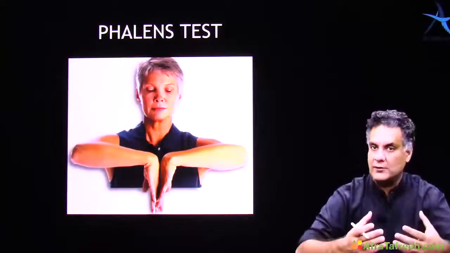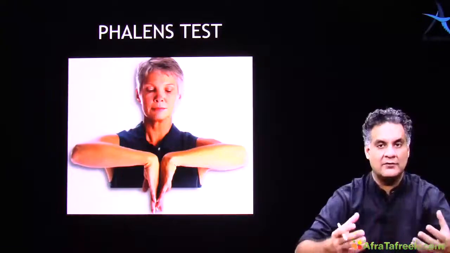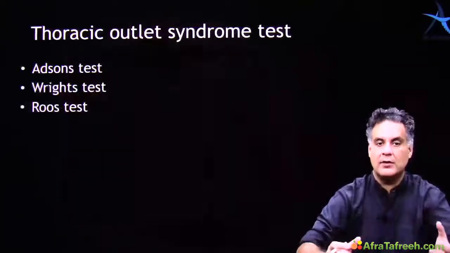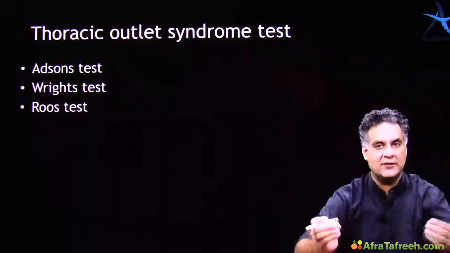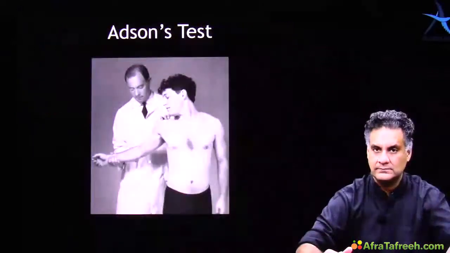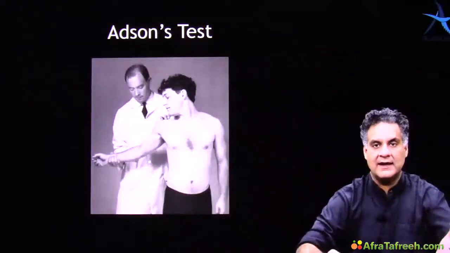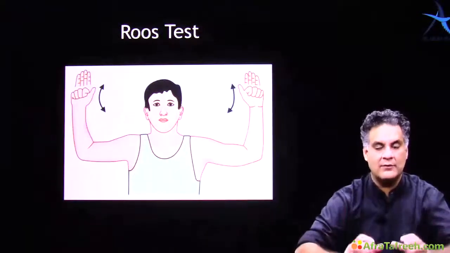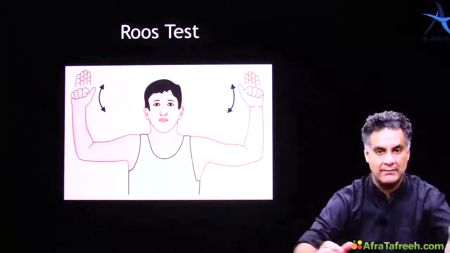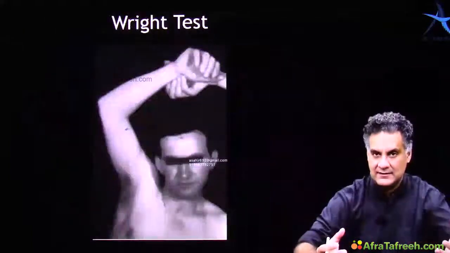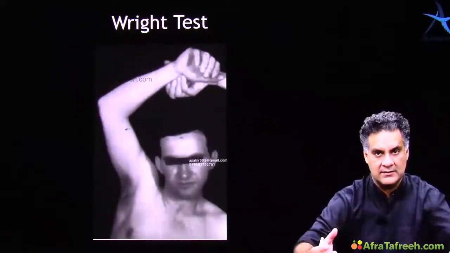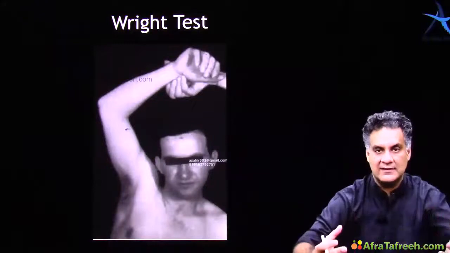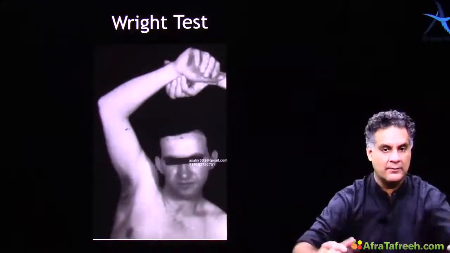You have thoracic outlet syndrome where C8 and T1 nerve roots are involved, T1 more commonly. And there are three tests for the same: the Adson's test, where you are abducting and hyperextending the shoulder; the Roos test, this came as a video in AIIMS November 2019; or the Wright's test, again abduction and hyperextension. So these are the three tests which are done for thoracic outlet syndrome.